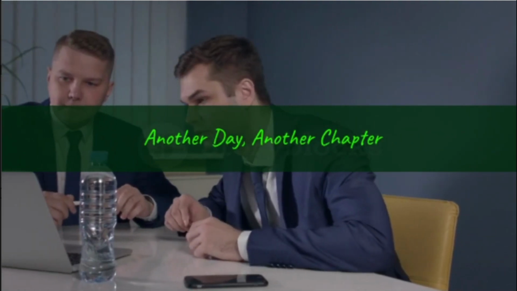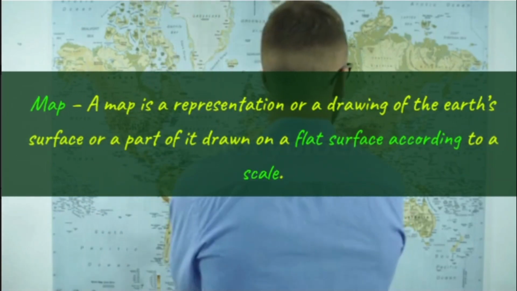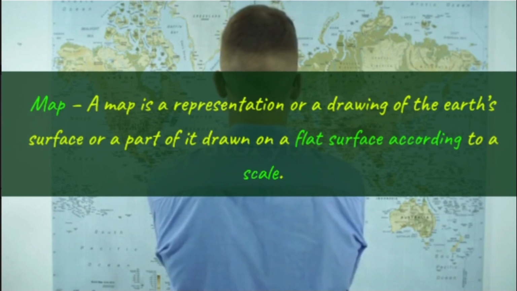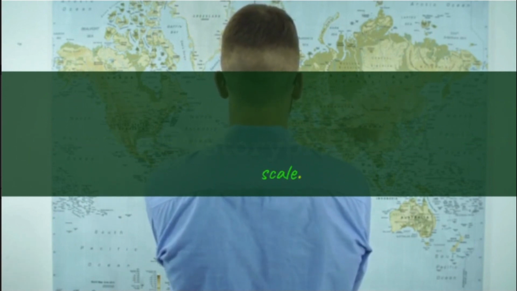Another day, another chapter. Map. A map is a representation or a drawing of the Earth's surface or a part of it drawn on a flat surface according to a scale.